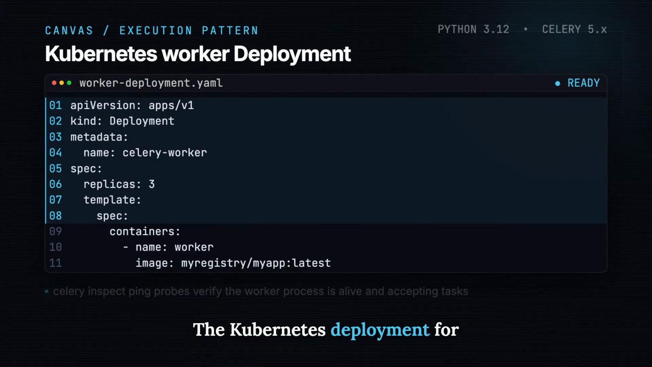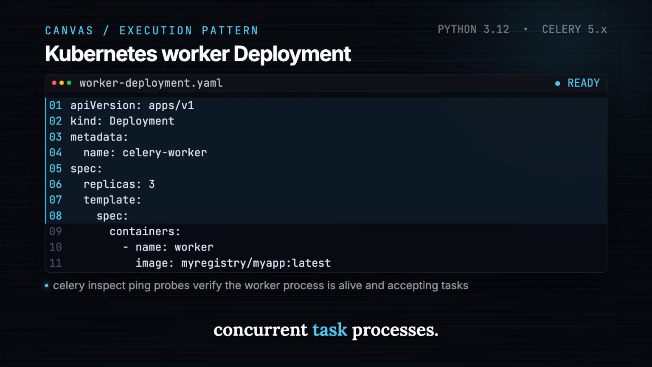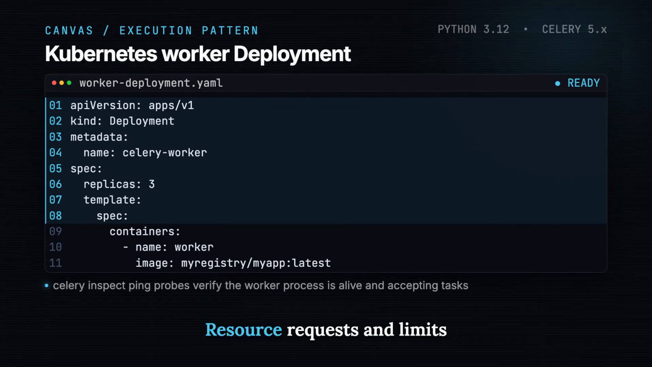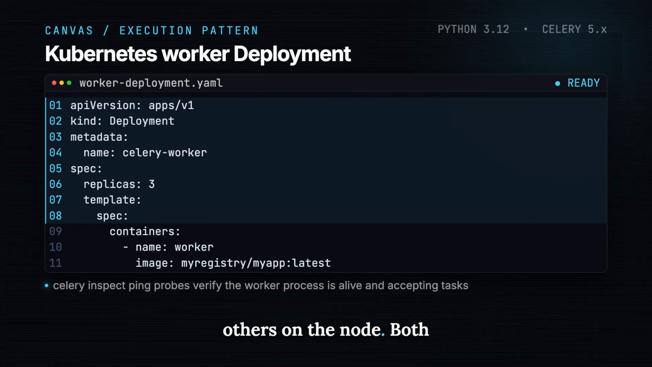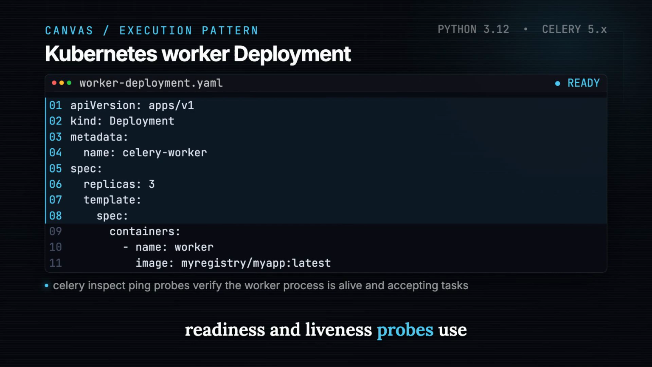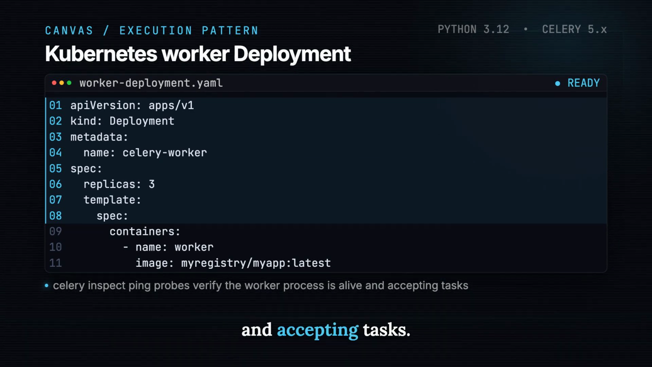The Kubernetes deployment for Celery workers defines 3 replicas, each running 4 concurrent task processes. Resource requests and limits prevent one worker from starving others on the node. Both readiness and liveness probes use Celery inspect ping to check whether the worker process is alive and accepting tasks.